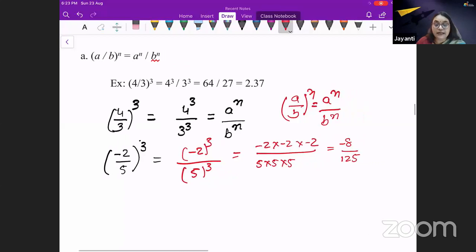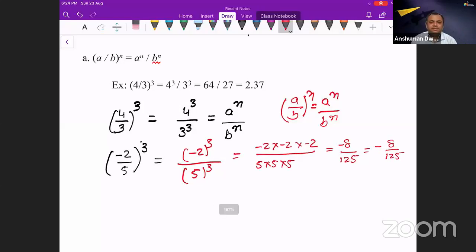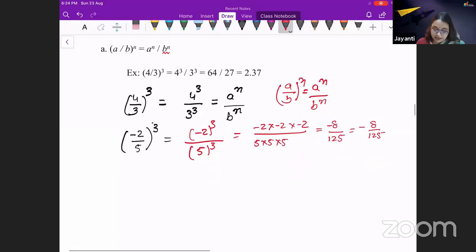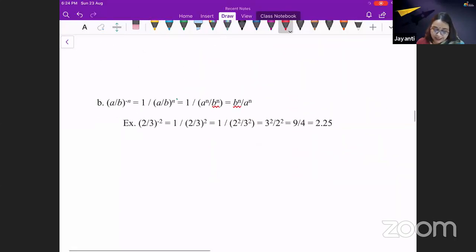Most of them have given it correct. We can either write it this way or we can write minus 8 by 125. Even this is correct. Correct. Now let us see the next rule.